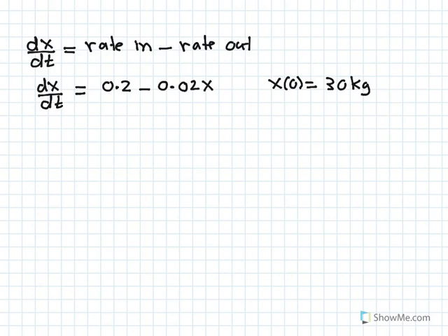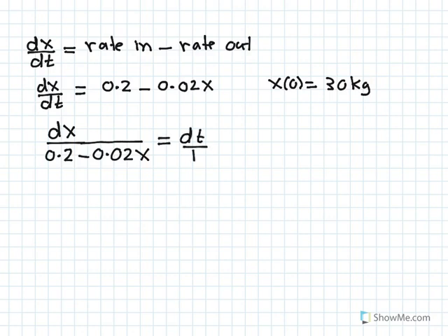So we now have a differential equation that's separable, and we can solve for x as a function of time. So let's separate out the variables. dx divided by (0.2 minus 0.02x) is equal to dt over 1. We have separated the variables. Now let's integrate both sides. So we have x on the left-hand side, t on the right-hand side. We can do the integration.